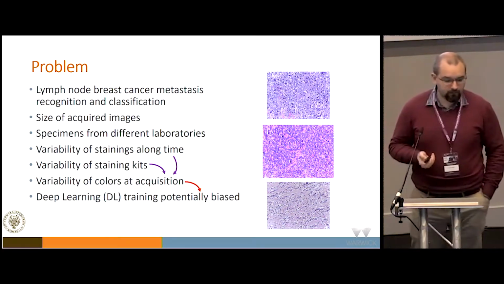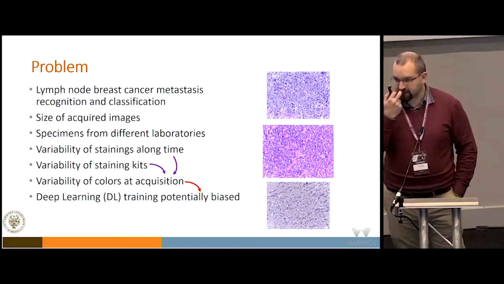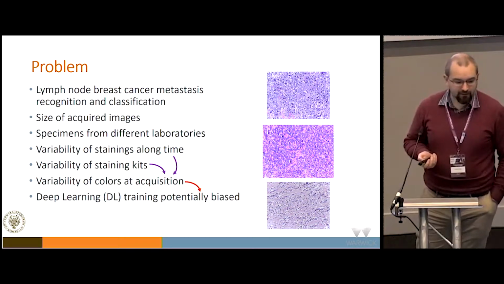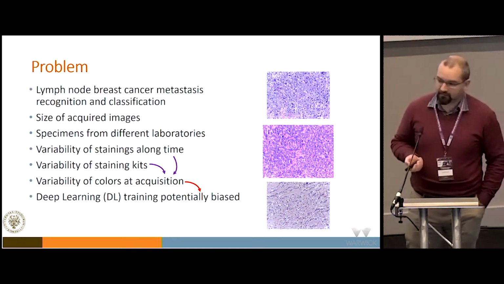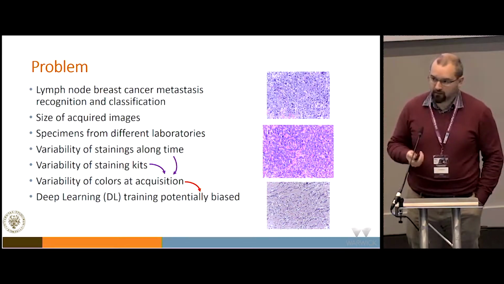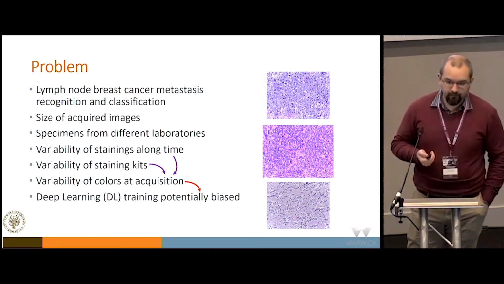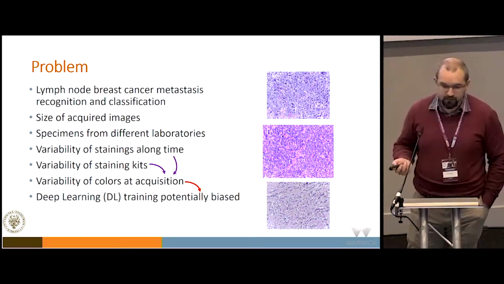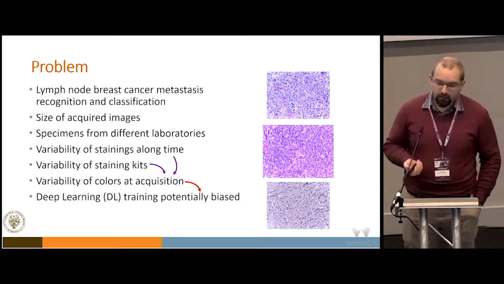The problem is to recognize and classify breast cancer metastasis images, which is a difficult task in itself. Apart from that, the size of the images is also another problem. But the main problem, as my colleague was telling before, is that the images can be very different, especially from different laboratories, even if the specimen is similar or we are referring to the same tissue type.